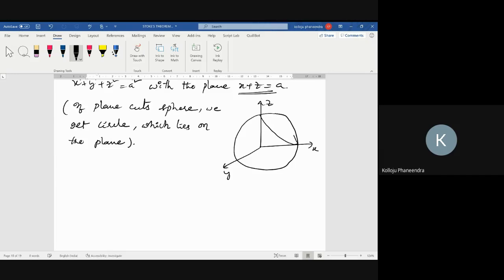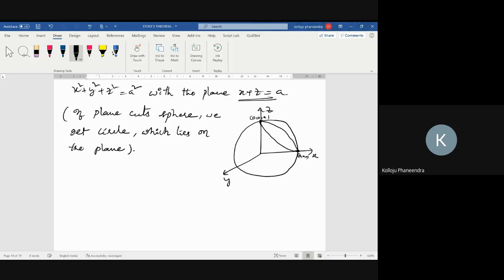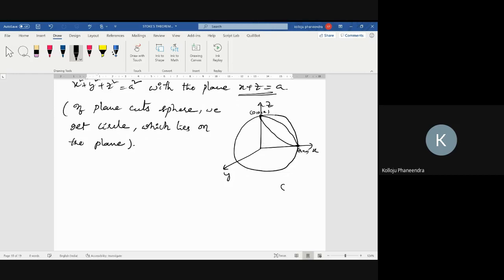So this is the circle. What is this point? a comma 0 comma 0, and this point is 0 comma 0 comma a. And what is the equation of the circle in your intermediate? I think S is the sphere and L is the plane, so S plus lambda L is the circle, correct? But how to calculate lambda? We don't know that, right?